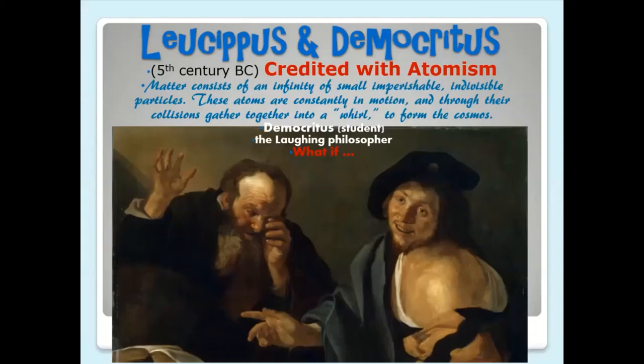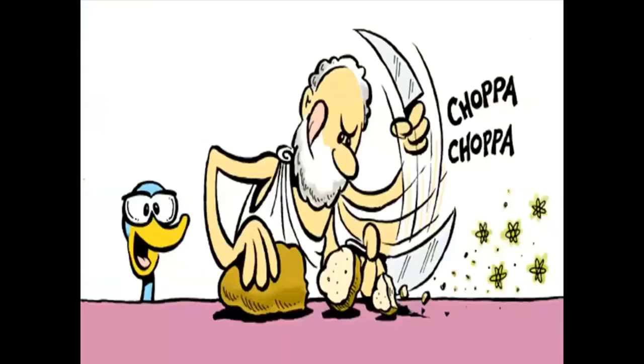Democritus was the student. He was known as the laughing philosopher, and he took this a step further and he said, what if you took a piece of gold or a piece of feta cheese or a potato and you cut it in half, so the gold would make more, and you keep cutting and cutting and cutting, you still have gold. He said you get to a point where you can no longer cut it, and that's what the little atoms are.